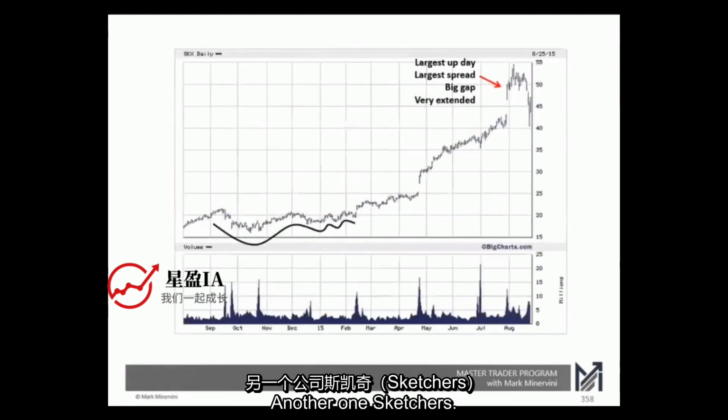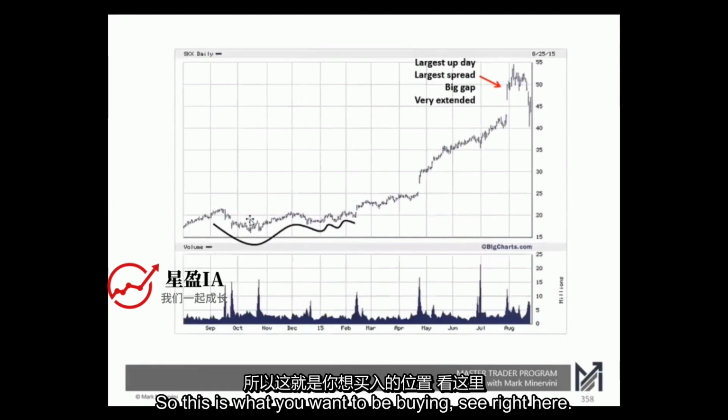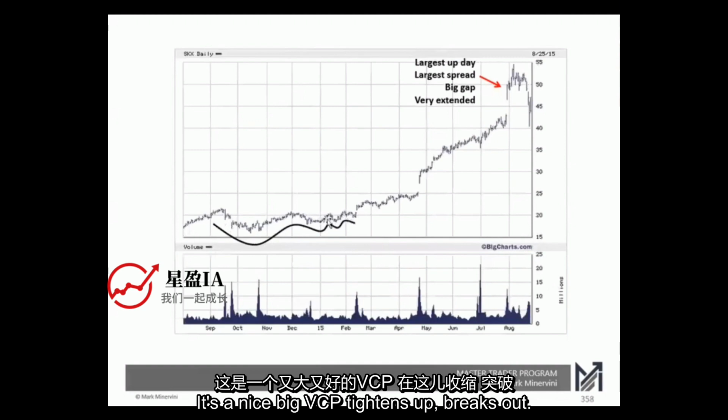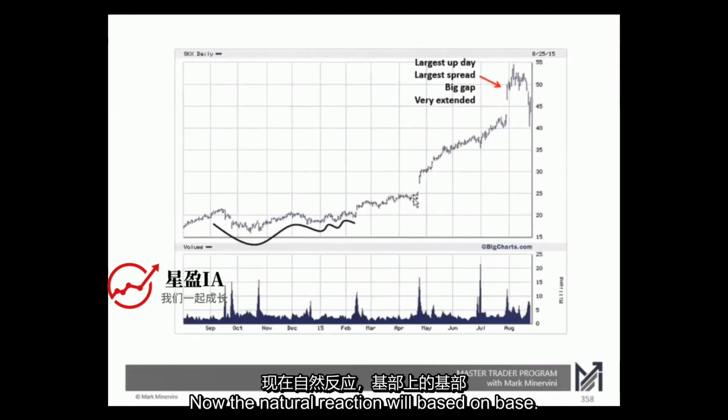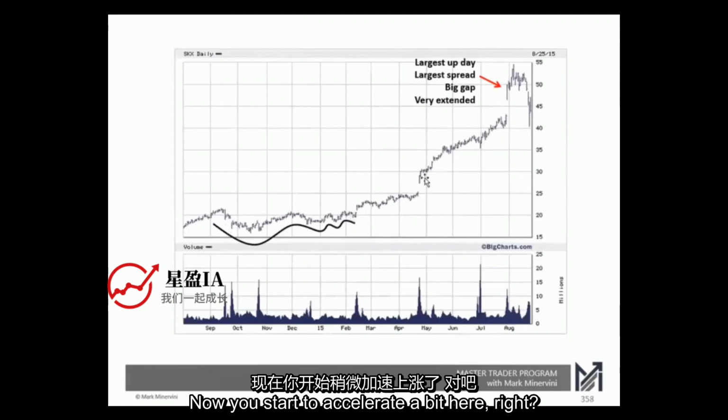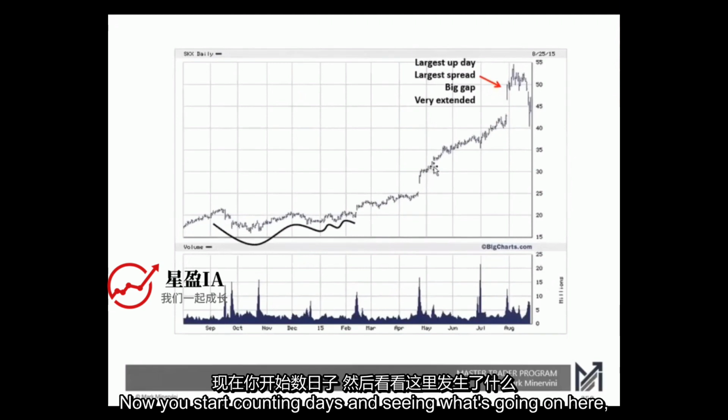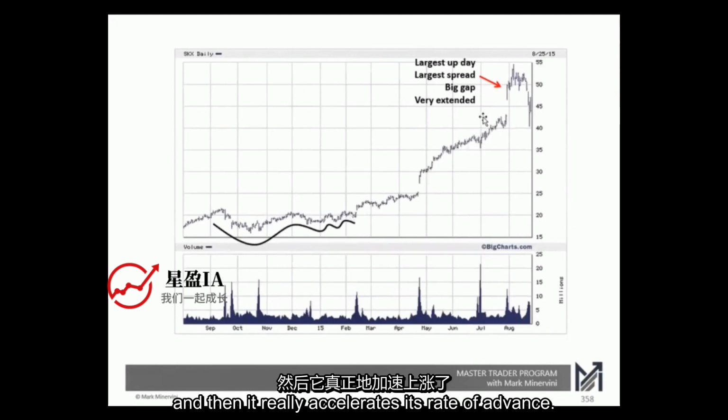Here you go. Here's another one, Skechers. So this is where you want to be buying. See, right here, a nice big VCP, tightens up, breaks out. Okay, now you get the natural reaction. You even maybe call this a little cap. Comes up a little more. Another natural reaction, a little base on base. Now you start to accelerate a bit here, right? So now you start counting days and seeing what's going on here. And this just keeps going. And then it really accelerates its rate of advance.